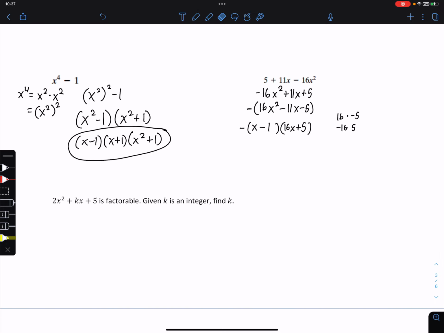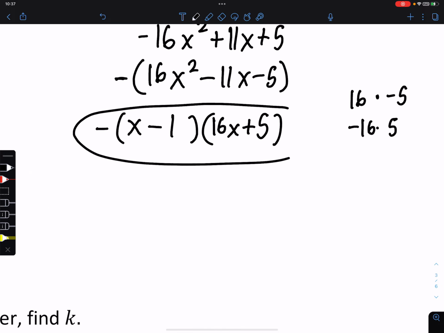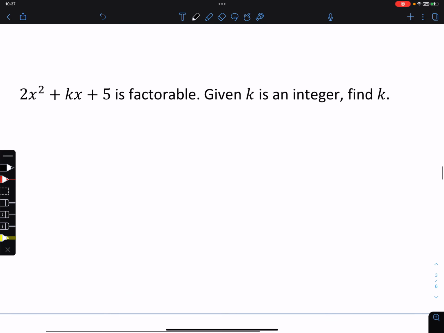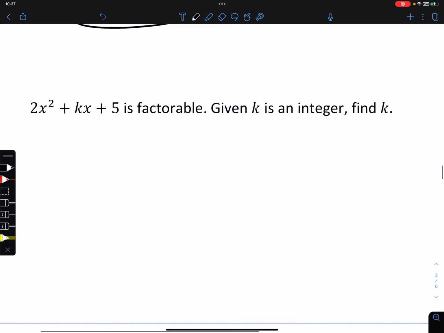Okay. So 2x squared plus kx plus 5 is factorable. Given k is an integer, find k. This is another challenge problem that you guys can work on for a little while.